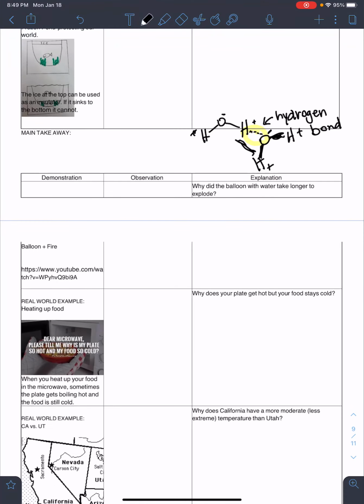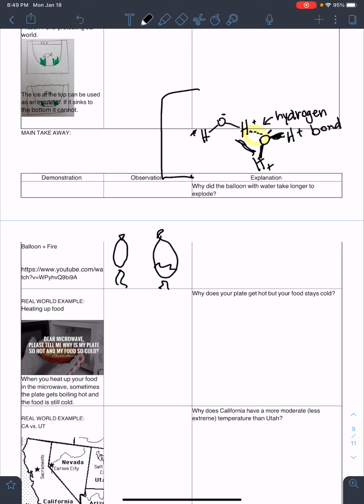All right, so let's look at the second chart down here. I kind of moved our hydrogen bonding picture right here so that will help us explain these concepts. So the first demonstration we watched was this balloon and fire. So we tried to pop balloons using fire. You saw that a balloon that had nothing in it, just air, popped super fast when we lit it with fire. But a balloon that had some water at the bottom, when we lit it with fire, popped slower. So we're talking about why did the balloon with water take longer to explode?